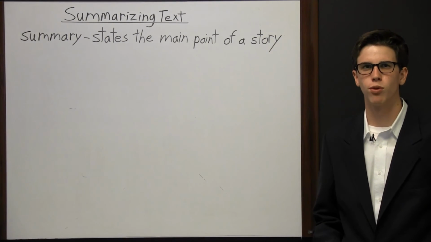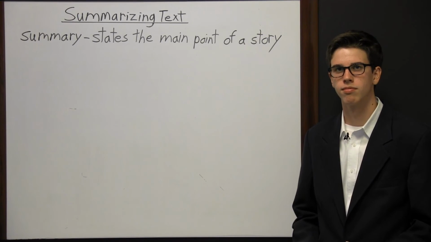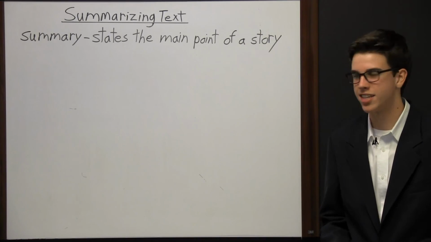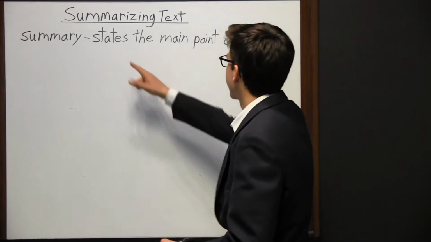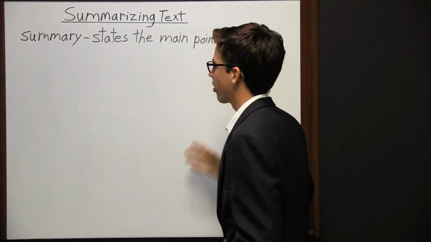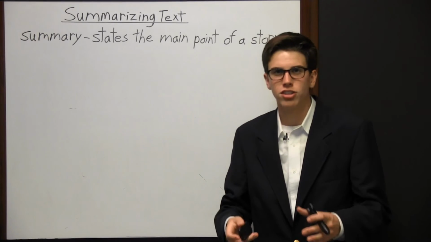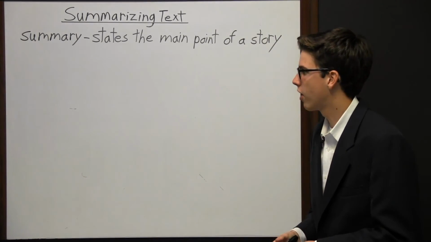Reading comprehension, 4th grade. When it comes to summarizing text, you need to be able to state the main point of a story. So a summary is just stating the main point of a story. So you're reading an entire story, and then you're just taking the important things and writing about that.